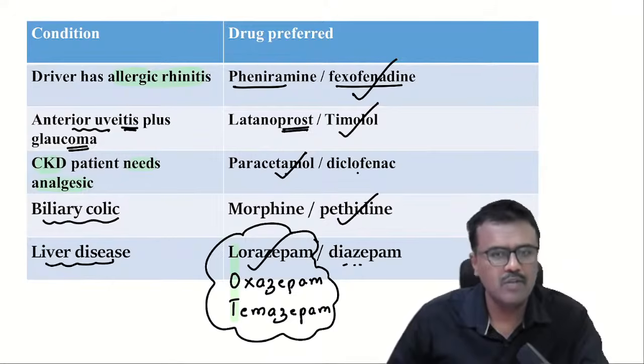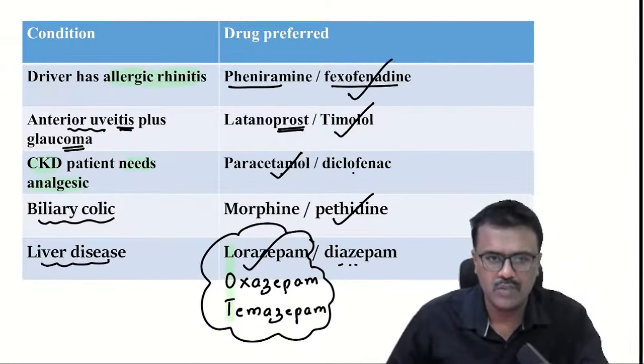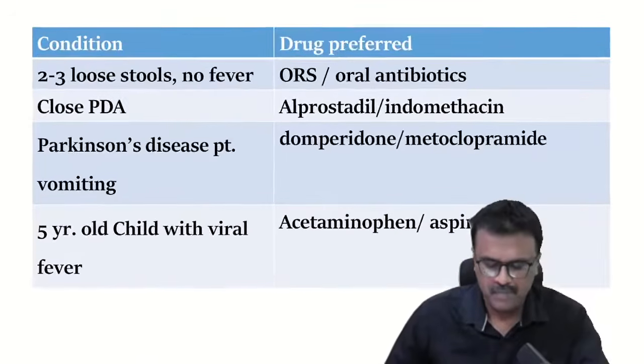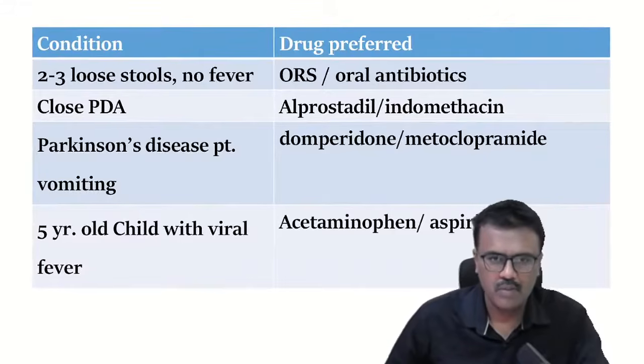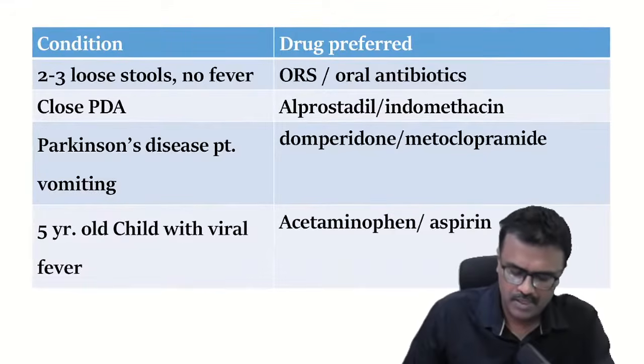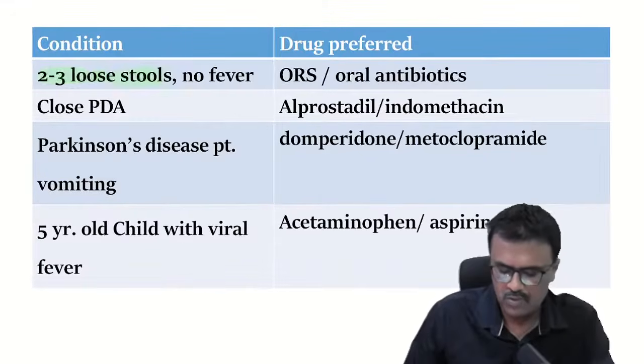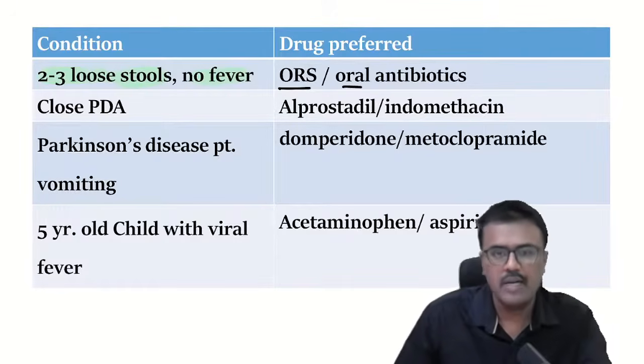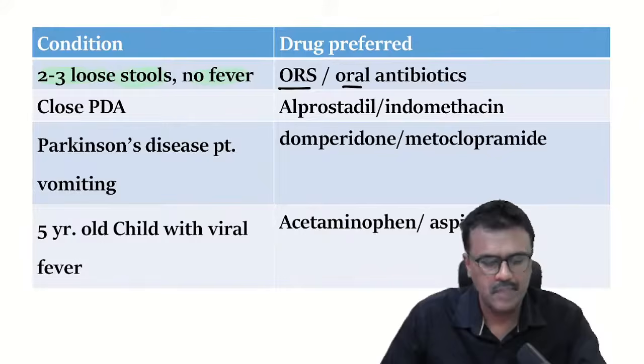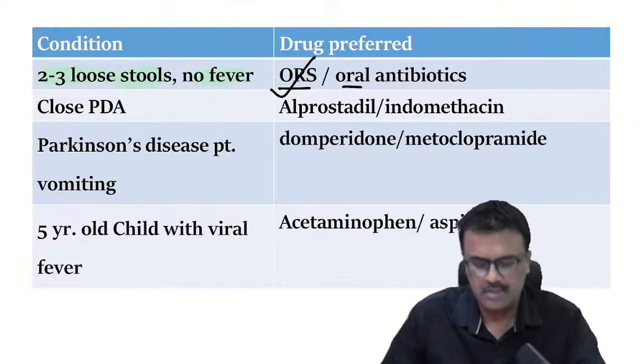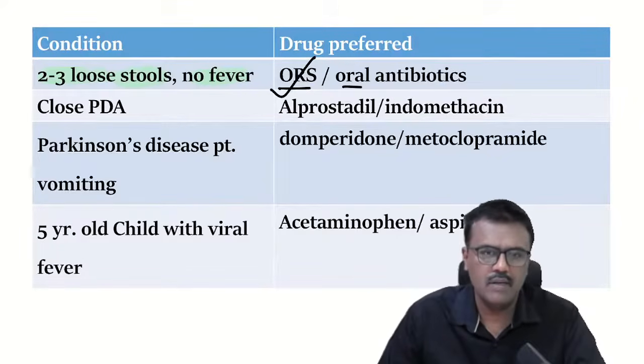So I hope you understood the reasons for this, why we are choosing it. So let us take up some more 50-50. Patient is having 2 to 3 episodes of loose stool, no fever. Will you prefer ORS or will you start oral antibiotics immediately? I will start ORS. It can be a mild condition, so give ORS. That is enough. Immunity will fight.